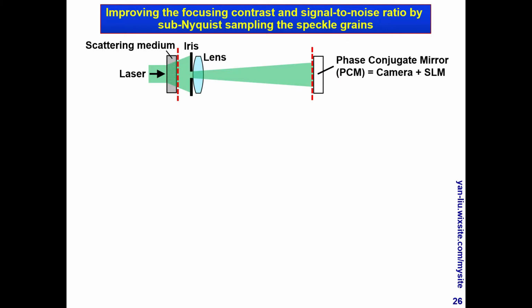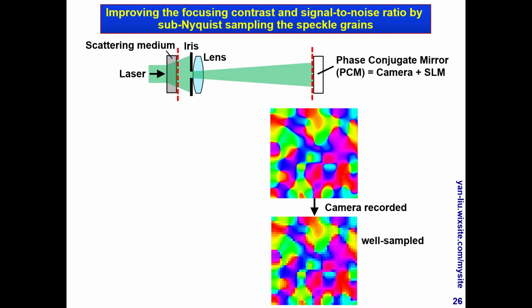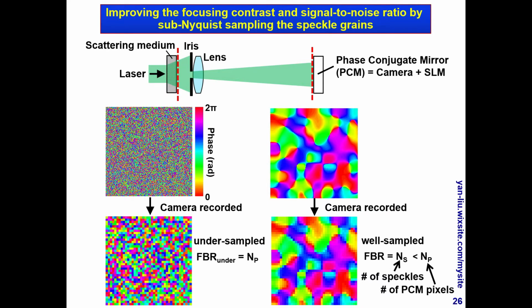The second approach we found that can improve the focusing contrast and signal-to-noise ratio is sub-Nyquist sampling the speckle grains during wavefront measurement. Previously, in the optical phase conjugation field, people used more than 2 by 2 camera pixels to sample 1 speckle grain. In this case, the focusing contrast is limited by the number of speckle grains recorded, which is smaller than the pixel count of a phase conjugate mirror. We found that by using 1 camera pixel to sample 1 or multiple speckle grains, we can improve the focusing contrast and the signal-to-noise ratio.